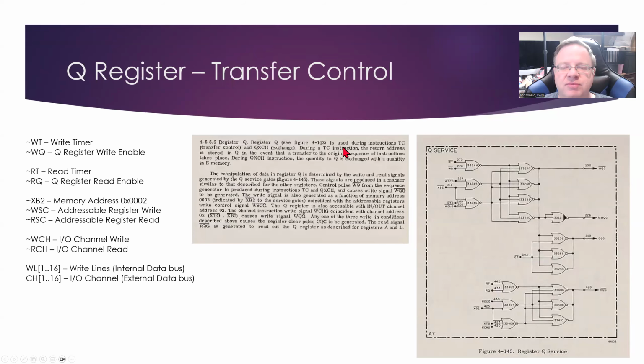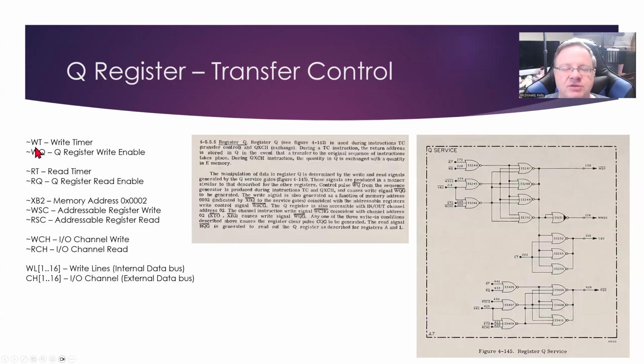So the Q register is primarily used for instructions relating to the TC or transfer control instruction. So this is where the return address is stored for subroutines, interrupts, cases where the computer has to go off and interrupt whatever it's doing, do something else, and then come back and recover what it was doing before. Based on some of the instructions, during Q exchange, the value in Q is exchanged with the quantity in memory. And we've got a couple of control pulses that manage how data comes in to our register and how data comes out.